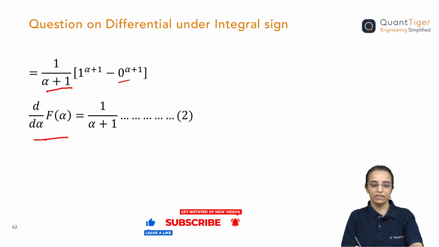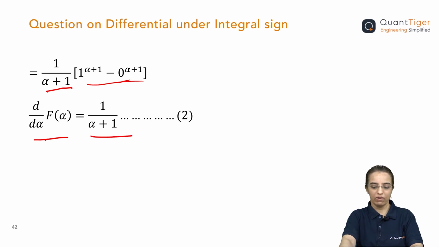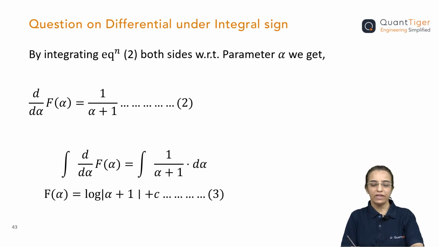Because if you simplify this, we will get 1. So we will get finally this one, 1 upon alpha plus 1. We will call it equation 2 here. We got equation 2. Now we have to keep in mind that we need to find the value of f of alpha, and we got this as a differentiation, which is f dash of alpha.